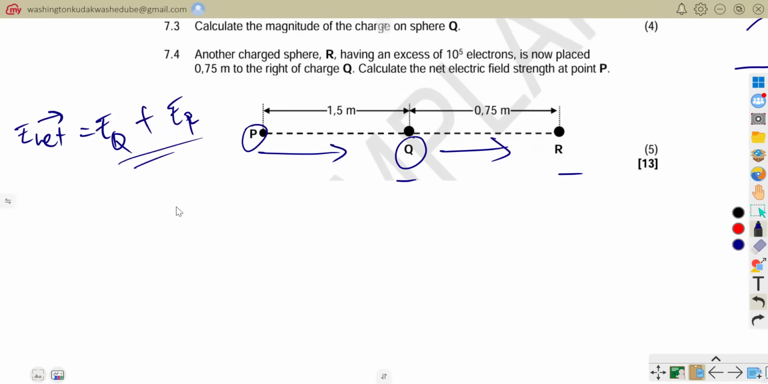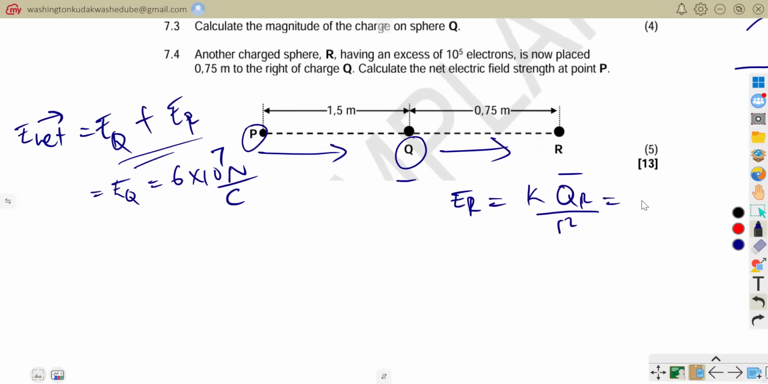Now, they are saying calculate the net electric field strength, so I need to calculate E due to Q. E due to Q, I'm already given, is 6 times 10 to the power of 7 newtons per coulomb. And then I need to calculate E due to R. E due to R would be K Q of R divided by R squared. The distance in between here is 1.5 plus 0.75, which is 2.25, so this will be squared.